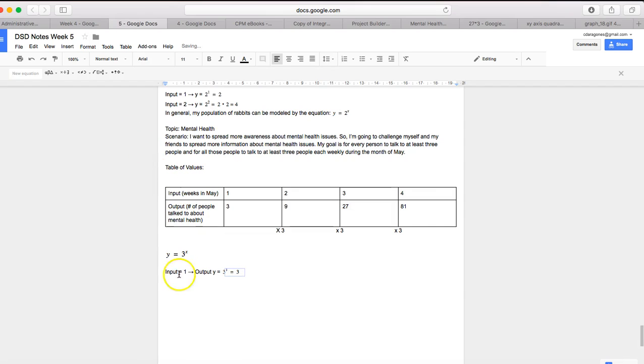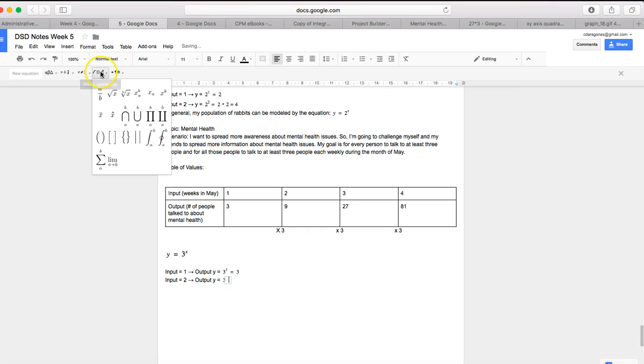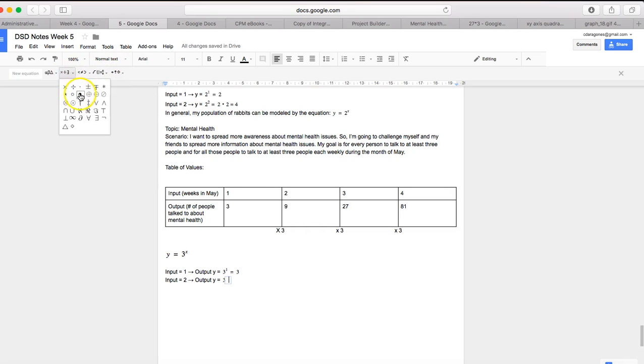And then when my input was 2, week 2, my output was then those 3 people times another 3 people, because they each talked to 3 people, which is 3 times 3, or 3 squared, which is 9. Okay, and then so on and so forth.